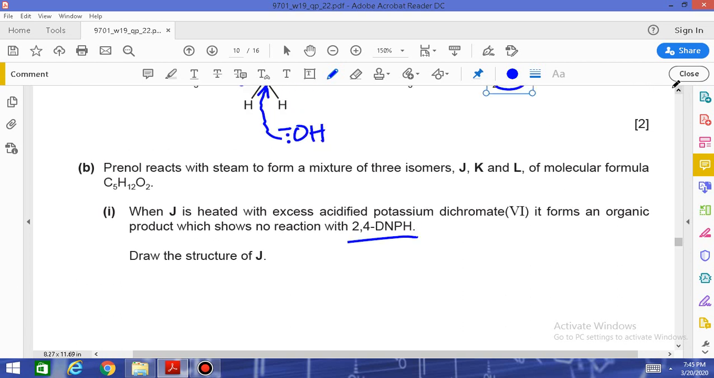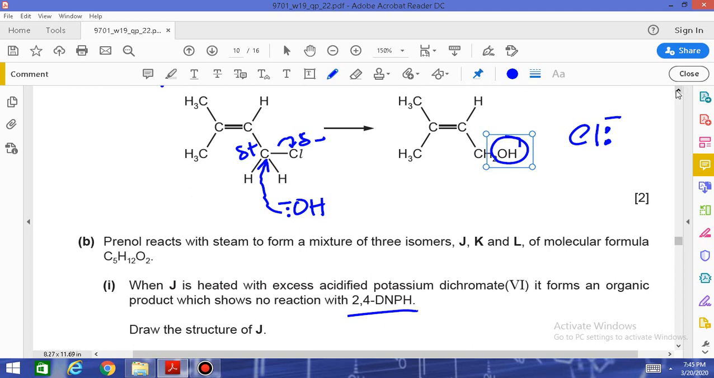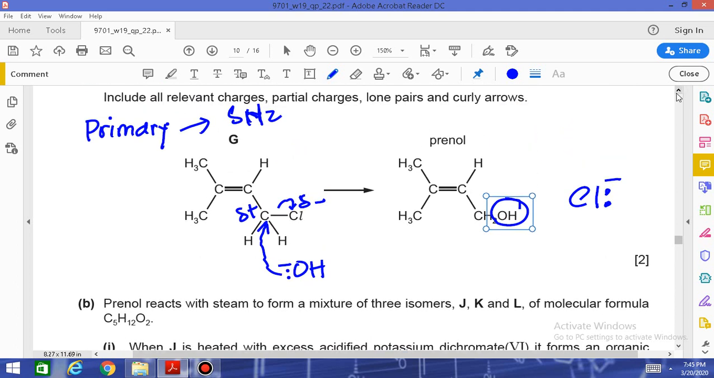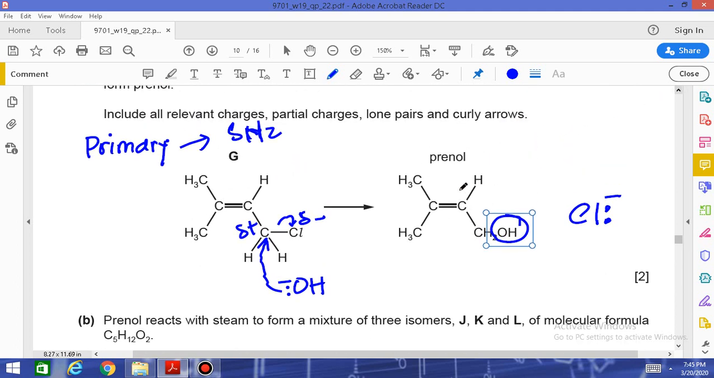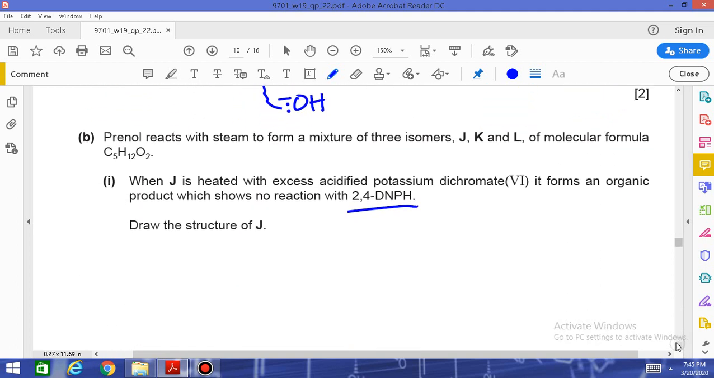Okay, I want to write the organic products formed when prenol is reacted with steam. Okay. So this one, this is prenol.